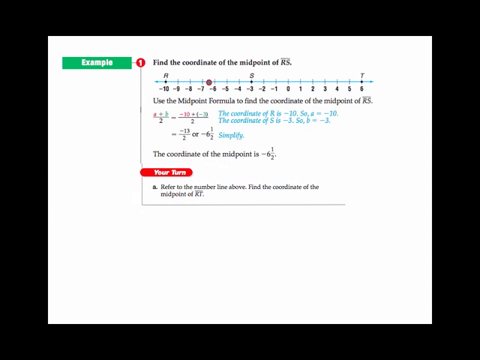You try it. Refer to the number line above and find the coordinate of the midpoint of the segment RT. R again is -10. T is at 6. We're going to add those two numbers together. -10 plus 6 is -4. We're going to divide -4 by 2, and our answer is -2. Our midpoint is at the point -2.